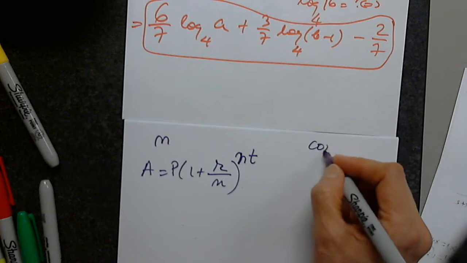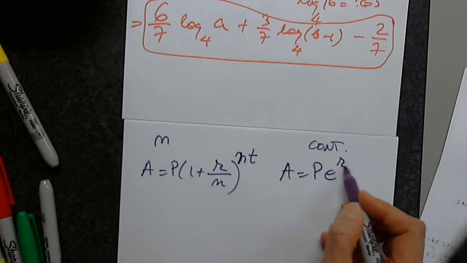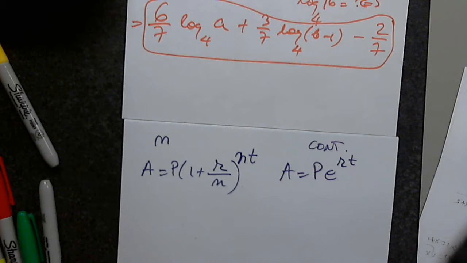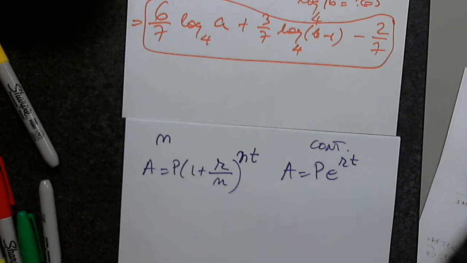So for continuously compounded interest, A equals P e to the rt. You cannot change the formula. If you are told continuous, you have to use this formula. If you are told 12 months, 12 times per year, then you have to use this. If you're told every day, then you have to use this with n being 365. If you're told semi-annually, then you will say n is 2, and the number of years stays the same.